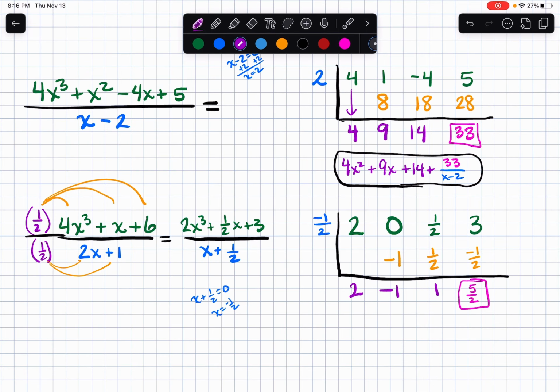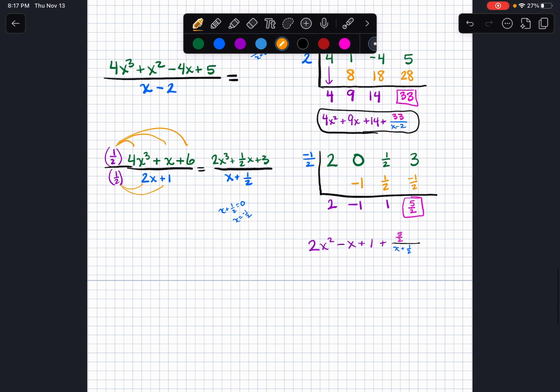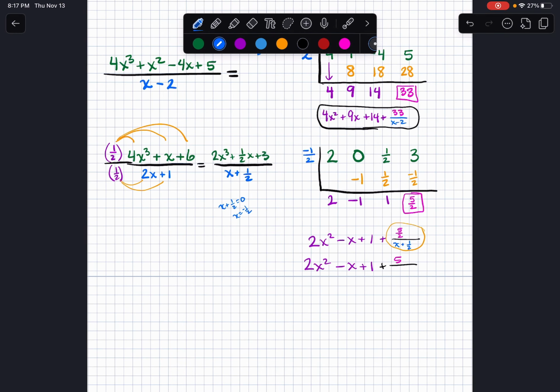which means that in this problem, my result is 2x squared minus x plus 1 plus 5/2 all over x plus 1/2. And then you see I got myself this messy situation here that if I'm strong with my fractions, I can convert back. I could multiply the top and the bottom both by 2, and that would be 5 over 2x plus 1.